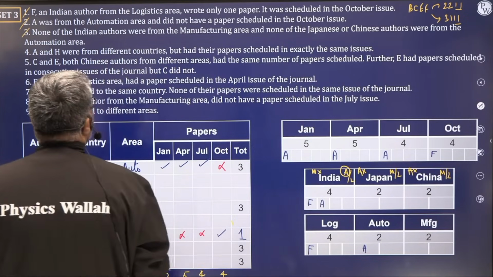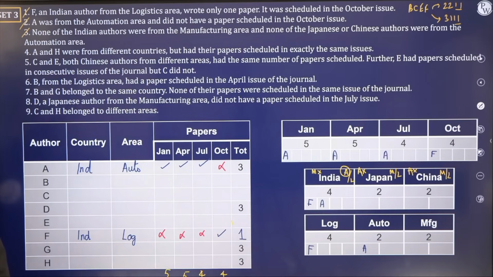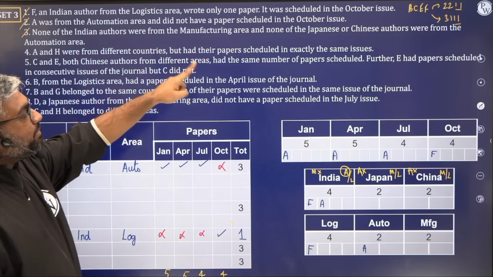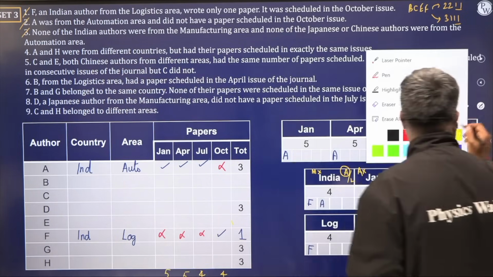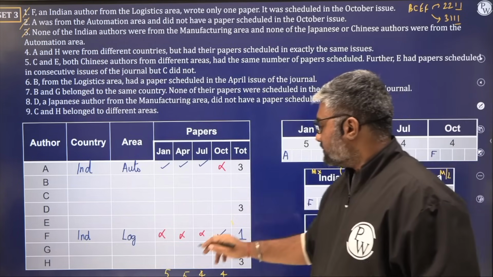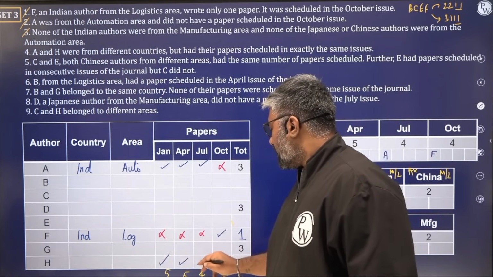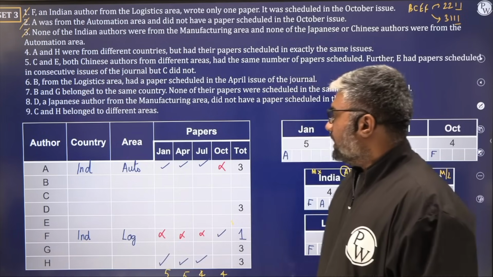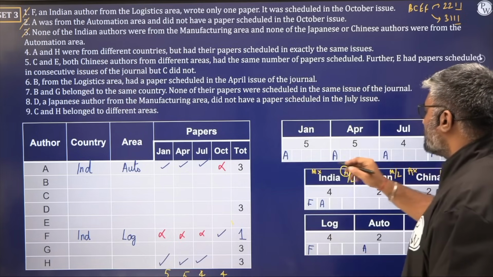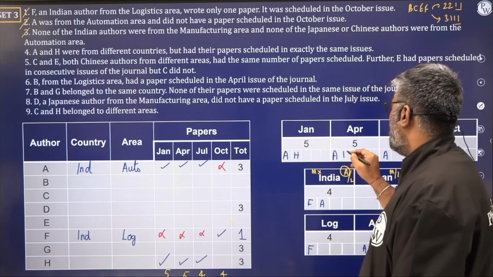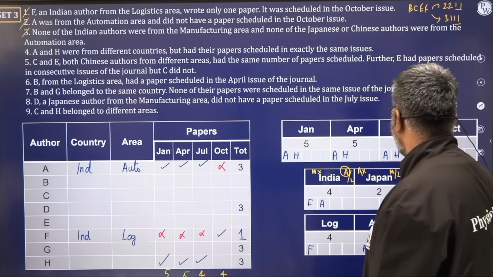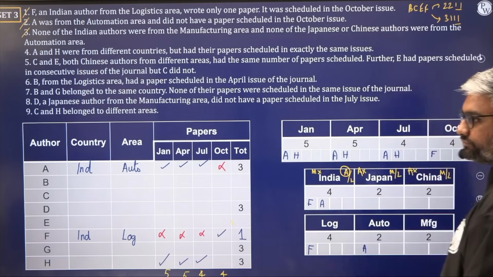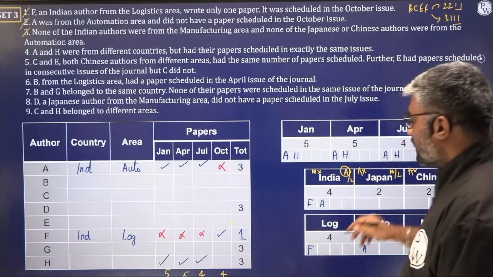A and H were from different countries but had their papers scheduled in the same issue. So we have no clue what H is about. And H has 3 papers. They're saying A and H, different countries but had their papers scheduled in the same issues. So we know that this guy also has 3 papers. So H will also have his papers in Jan, April and July. So Jan, H, April, H, July, H, no H in October.